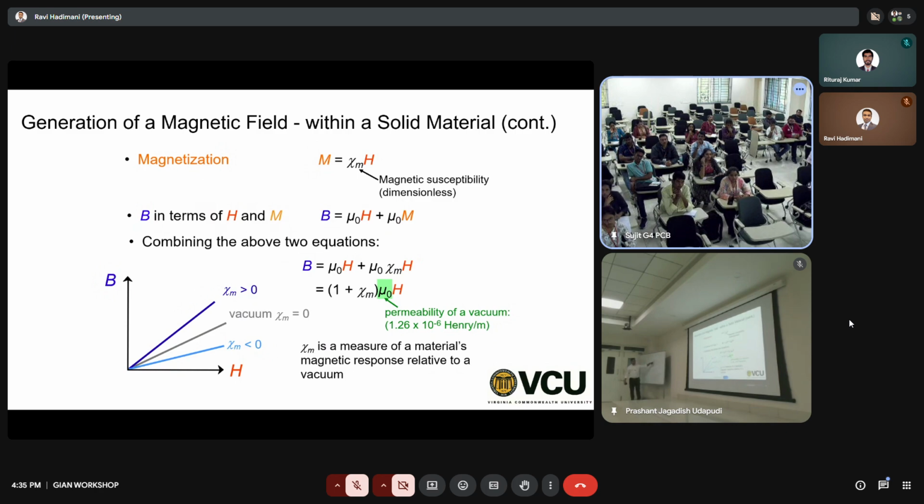If you have very high mu r, then for any small change in magnetic field, the magnetization, or B, increases rapidly. That means you can make use of this material by applying a small magnetic field to generate a large torque or large heating. Does that make sense?